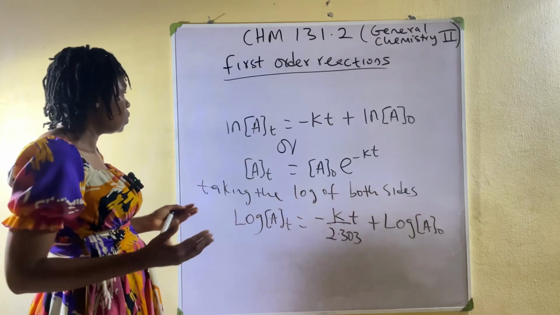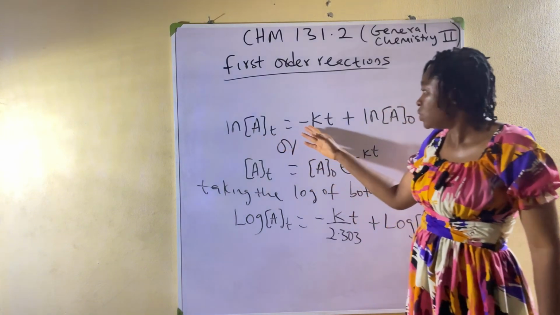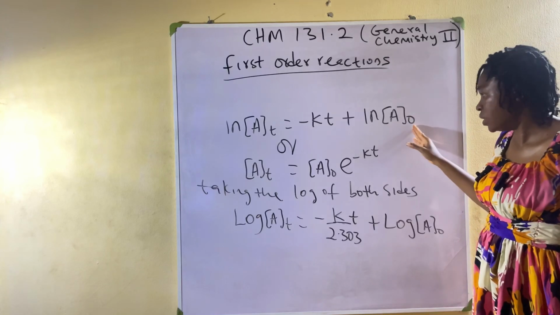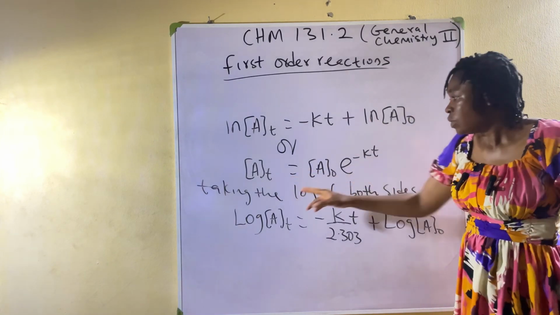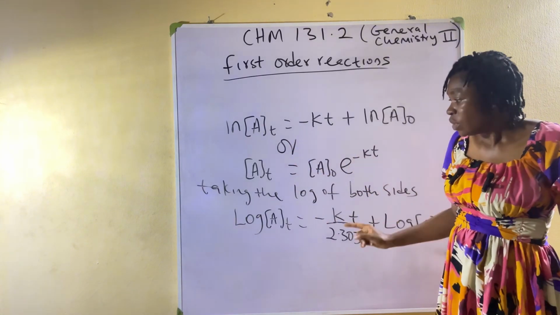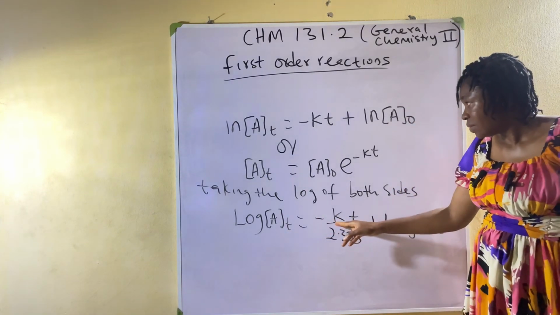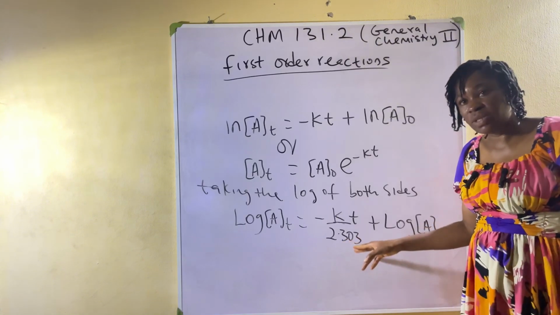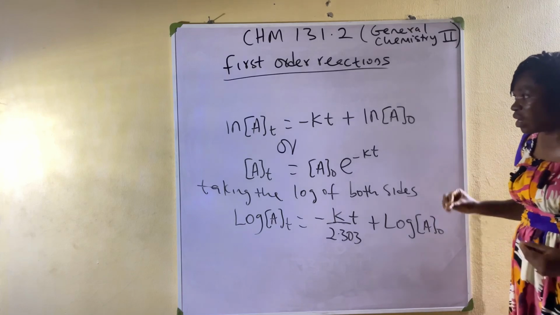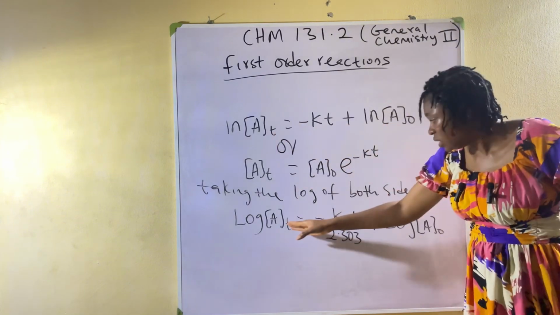Formula for first order reaction: ln of concentration at time equals minus KT plus ln of the initial concentration. If you take the log of both sides, you will have log of concentration at time equals minus KT divided by 2.303 plus log of the initial concentration. So whichever formula you want to use for a first order reaction will give you the same answer. If you want to use this, no problem. If you want to use this, no problem.